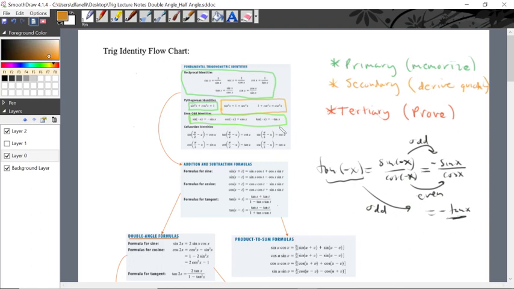So I would put that under both categories. You could memorize it, and you could rederive it really quickly as well.